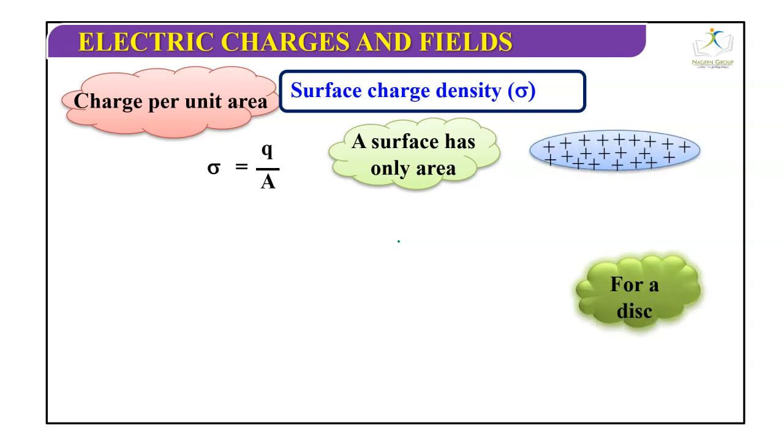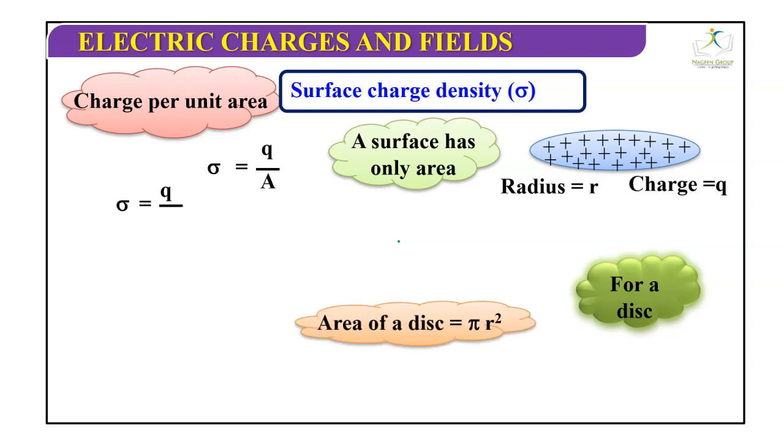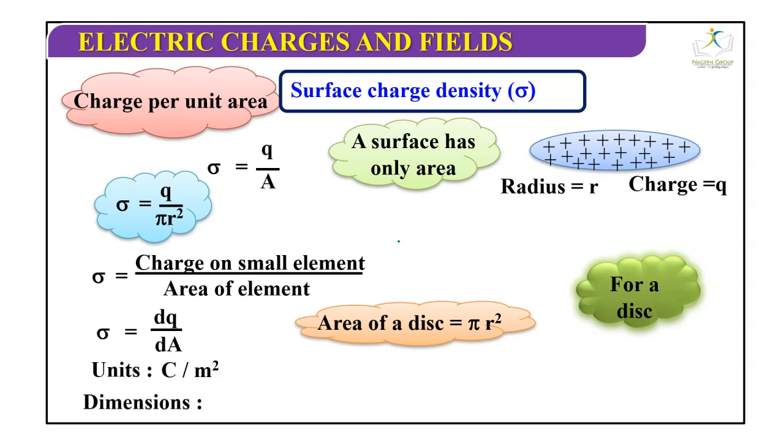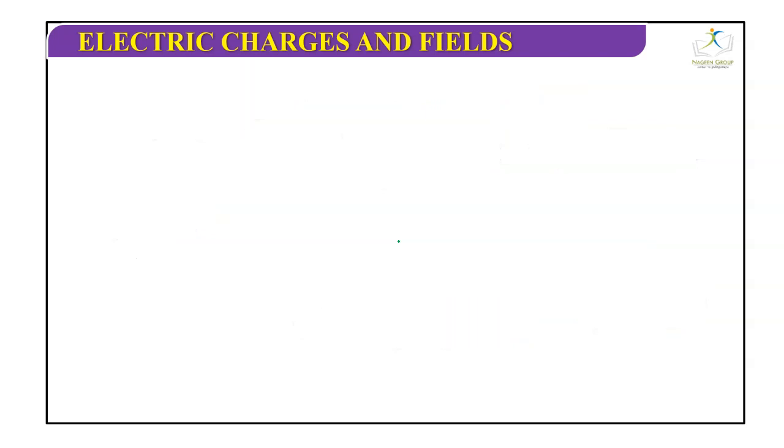For a disk, if I'm just taking a uniformly charged distribution, the radius will be R and the charge is Q, so sigma will be Q by the disk area, which is pi r square. So sigma is equal to Q by pi r square. Sigma is equal to the charge on a small element divided by the area of the element, so sigma is equal to dQ by dA. The unit is Coulomb per meter square, and the dimensions are L minus 2 M0 I1 T1.